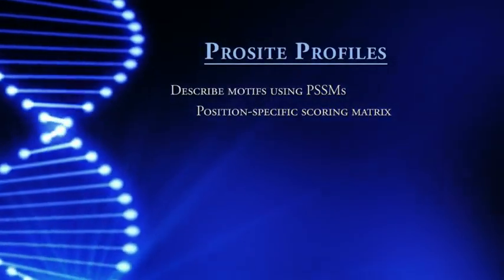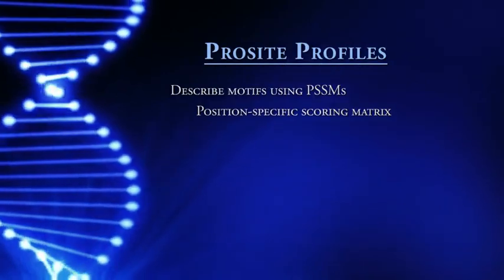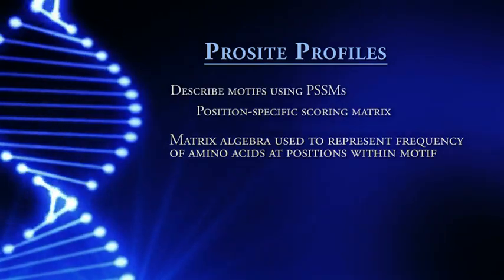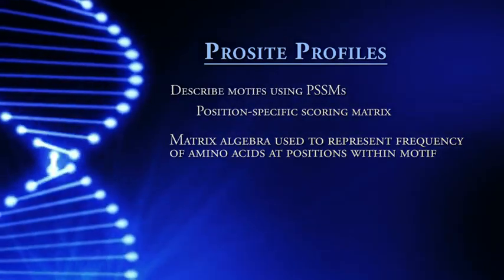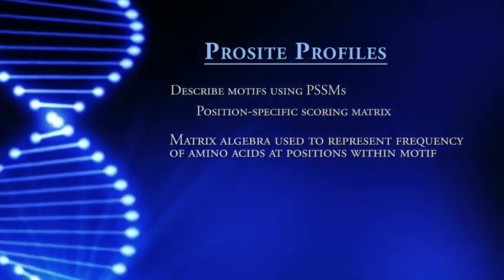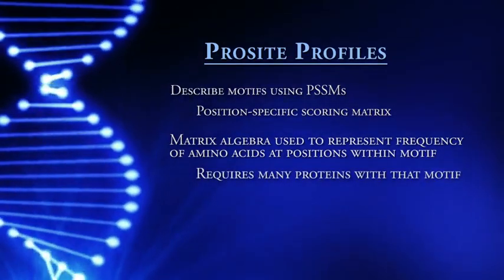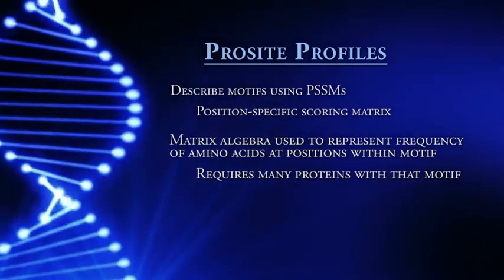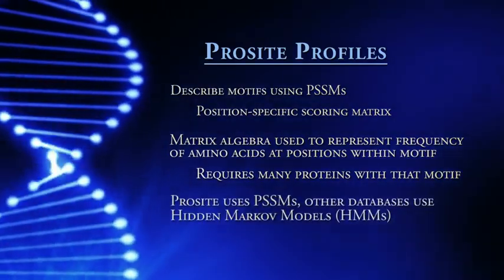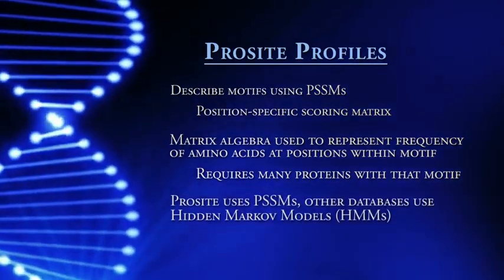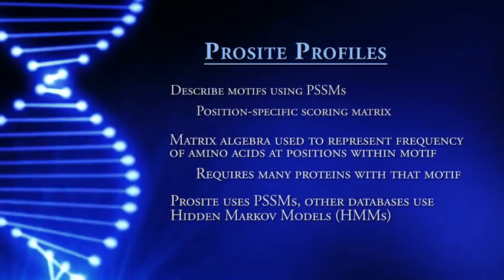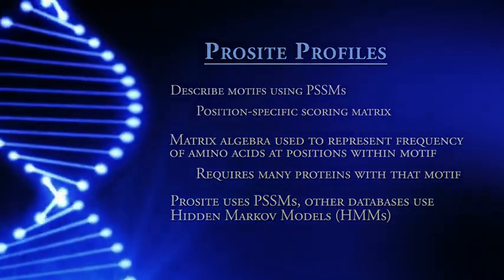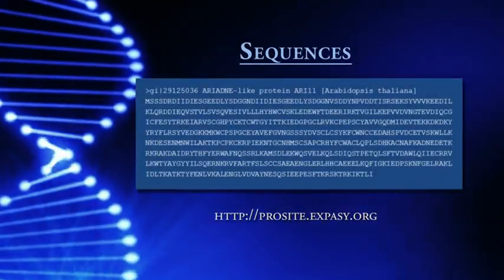Profiles describe motifs using PSSMs, or possums. Basically, matrix algebra is used to represent how many times an amino acid appears at what position. So rather than qualitatively describing what's there, we're going to quantitate, using many proteins with that motif, exactly which amino acids are at which positions within that motif. The Prosite database uses possums for its profiles. Other databases use a different quantitative method called hidden Markov models, or HMMs, and we won't get into that in this session. So, let's start with the Prosite database.